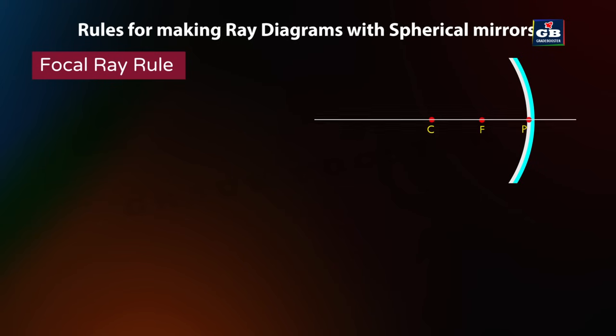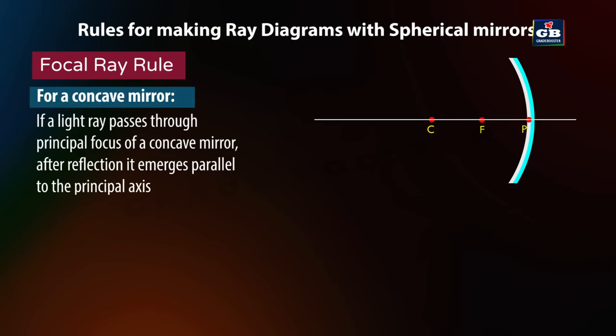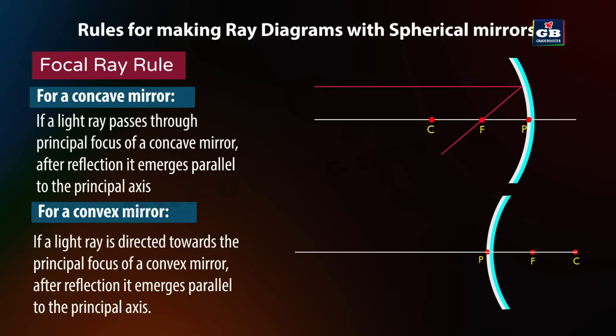Focal ray rule. For a concave mirror, if a light ray passes through principal focus, after reflection, it emerges parallel to the principal axis. For a convex mirror, if a light ray is directed towards the principal focus, after reflection, it emerges parallel to the principal axis.